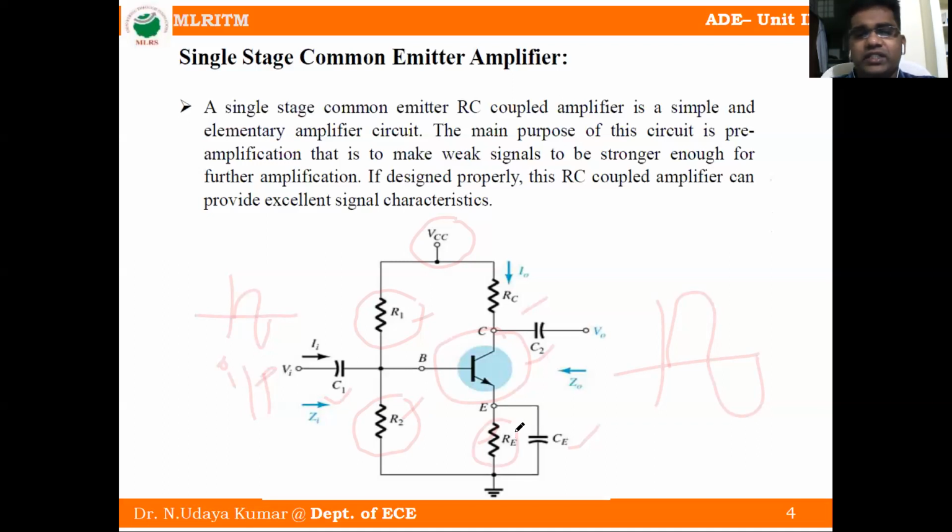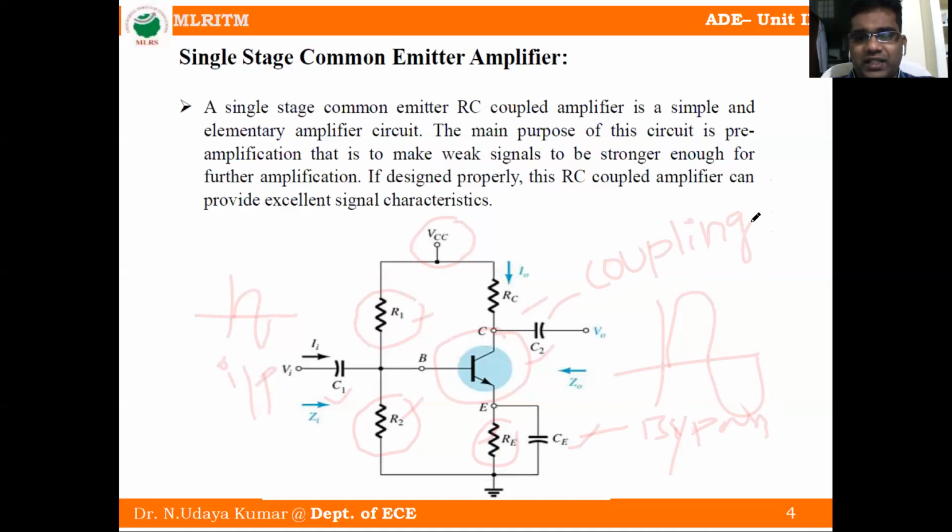What about the capacitors? C1 we call the base capacitance or input capacitance. CE is the emitter capacitance, which we call the bypass capacitance. C2 we call the coupling capacitance.